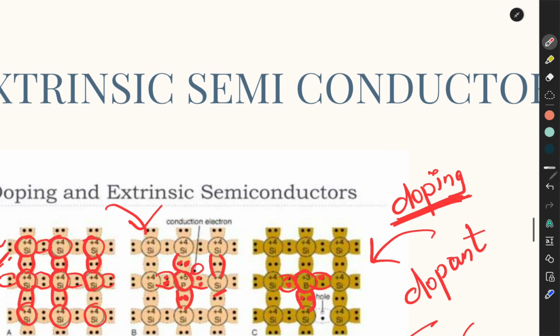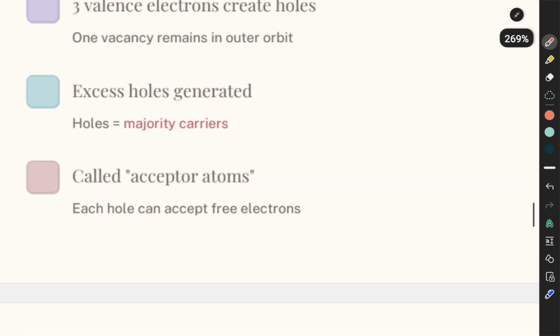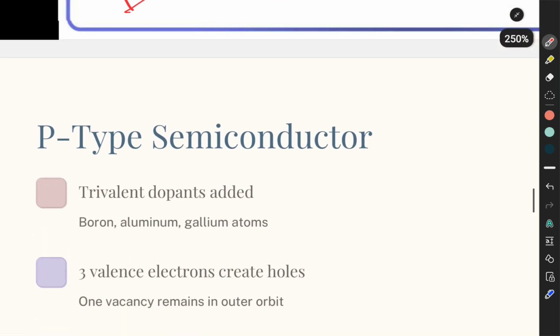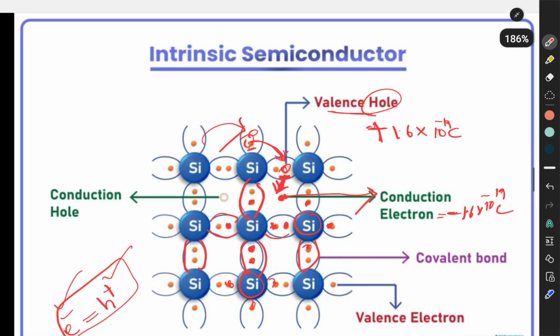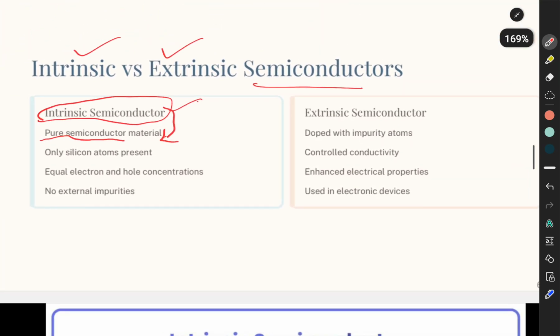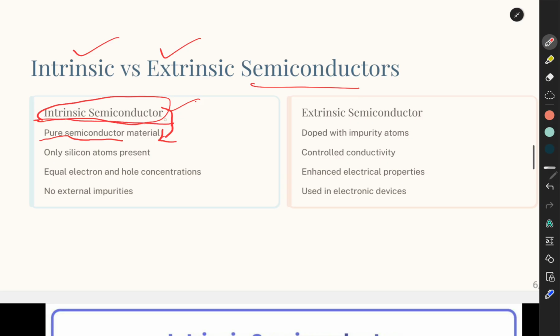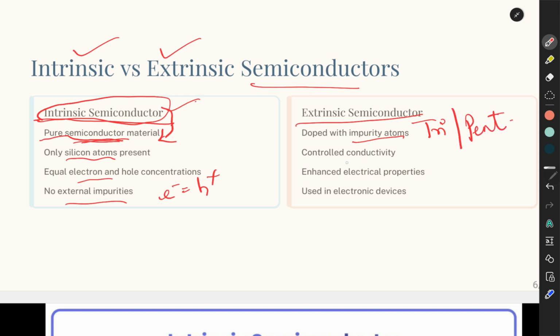So this is about intrinsic and extrinsic semiconductors. In the intrinsic semiconductor, no impurity is added. It's a pure form of semiconductor, only silicon atoms are present, so there are equal numbers of electrons and holes. For the extrinsic semiconductor, it is doped with an impurity, either trivalent or pentavalent atoms.